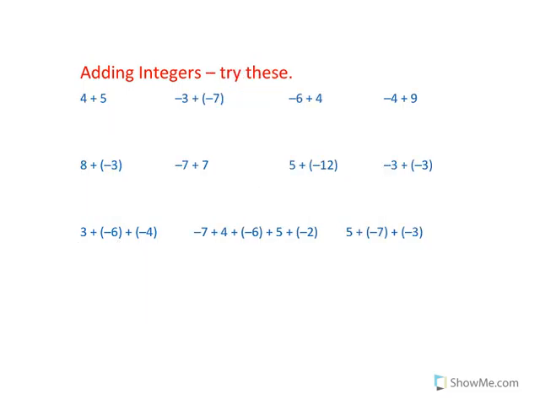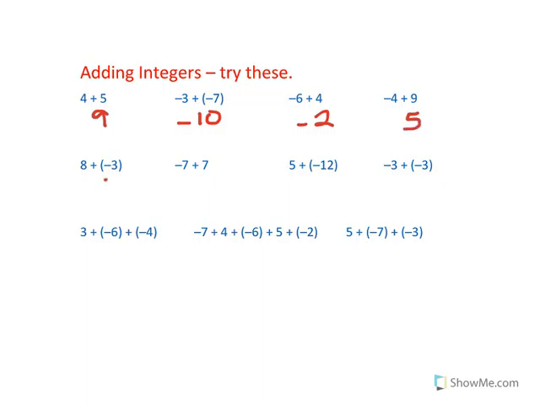All right. Now, put this on pause and practice these. And when you're done, we'll have the answers. 4 plus 5, 9. A negative and a negative is a negative. Negative 10. Negative 6, spend $6. Want to buy something for $6, you only have 4, you're short 2. You want to buy something for $4, you have $9. You've got $5 left over.